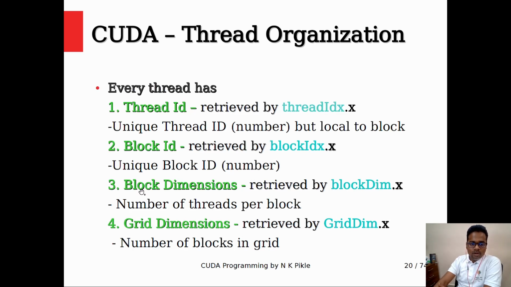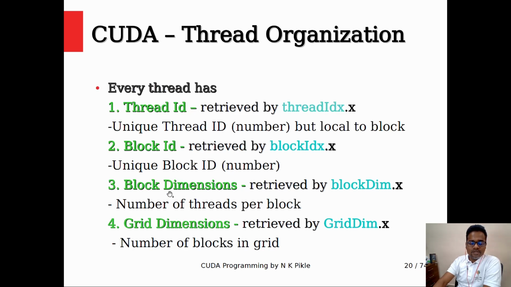Then we'll be having block dimension. This gives you the total number of threads in the block. That means how many threads are grouped together to form a block. And grid dimension is another parameter associated with the thread, and that gives you the total number of blocks in that grid. And that is going to be very, very crucial in order to distribute tasks among multiple threads.